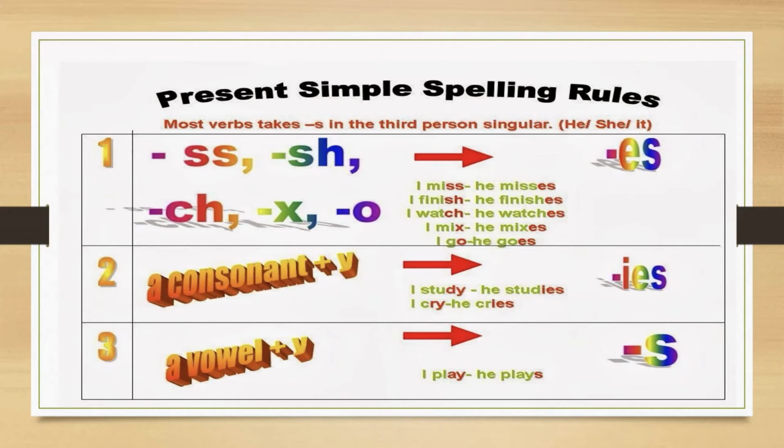Second one, a consonant plus Y. For example, we omit the Y and add IES to the end of the verb. I study, he studies. I cry, he cries. Look at this word, how it is changed. Okay. Number 3, a vowel plus Y, the letter Y. We just add S. That is very simple. I play, he plays.